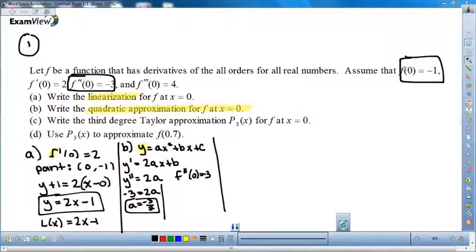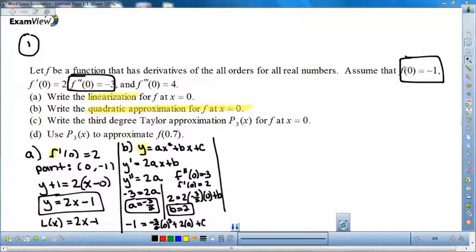So a is -3/2. Now we're going to look at our first derivative. So our first derivative, a was -3/2, x is 0, and the first derivative is 2. So solving, we get b equals 2.